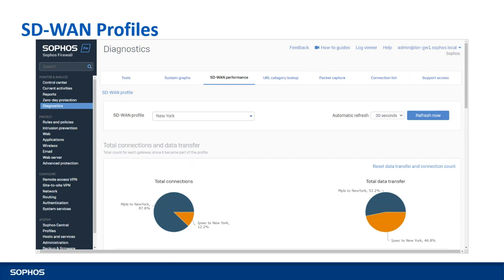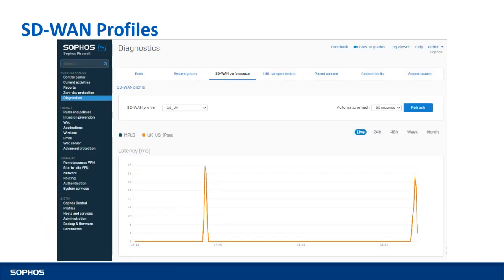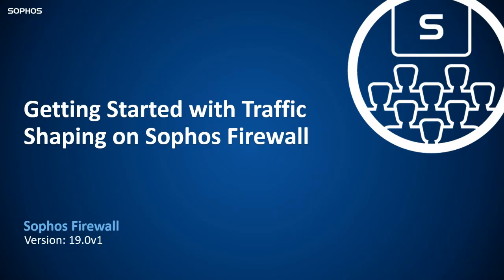This SD-WAN monitoring graph can be found in Monitor, Analyze and Diagnostics, SD-WAN Performance. There you can see the distribution of the connections and data between gateways, and this data can be reset if you are troubleshooting your SD-WAN profile configuration. Further down the page, the graphs provide current and historical data on latency, jitter, and packet loss of each of the gateways in the selected SD-WAN profile. The view can be changed to show graphs for live, last 24 and 48 hours, last week, or last month.